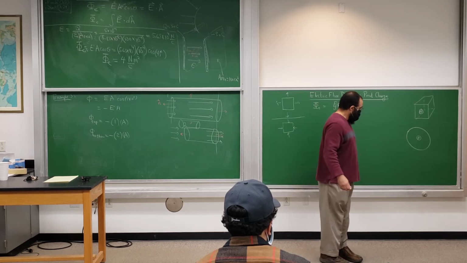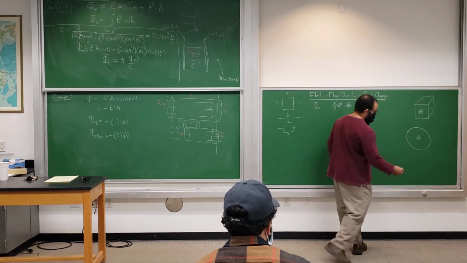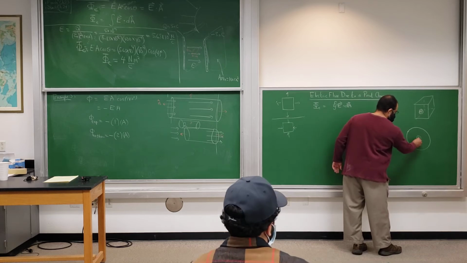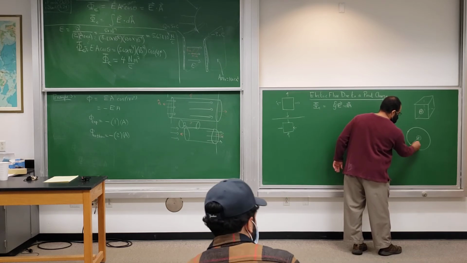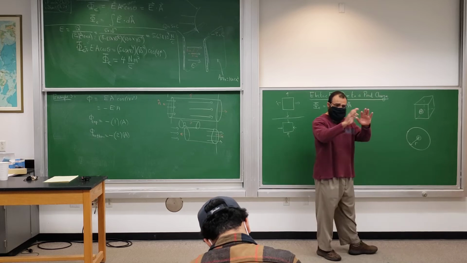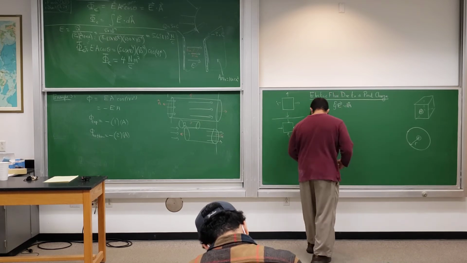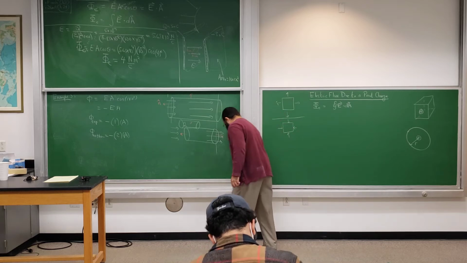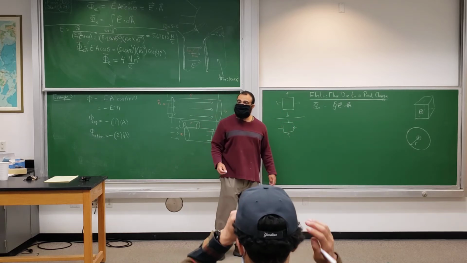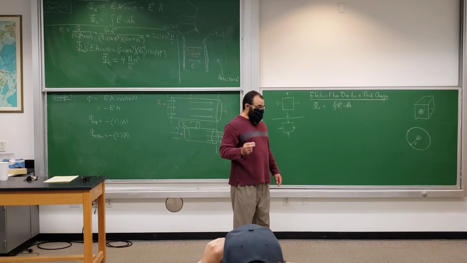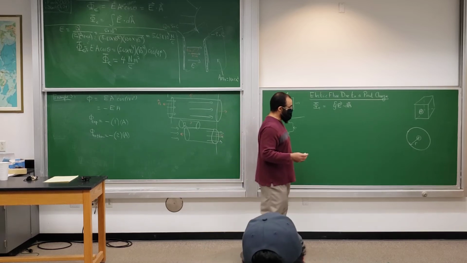Here is now the argument. Suppose I take a sphere of radius r, and it encloses the charge completely. In what direction is the electric field due to a positive charge? Always what? Away from the charge. Yes, the electric field due to a positive charge is always away from it.